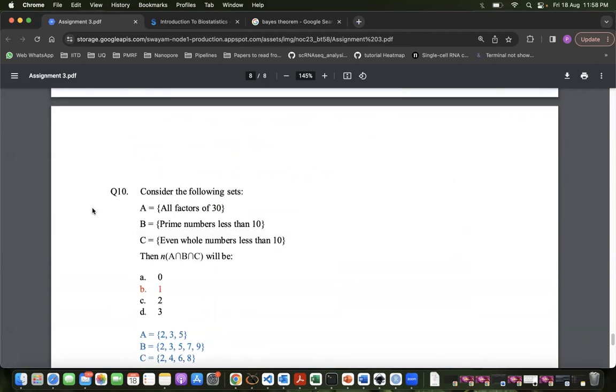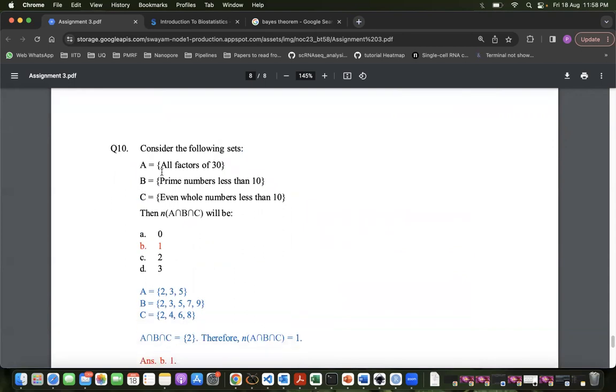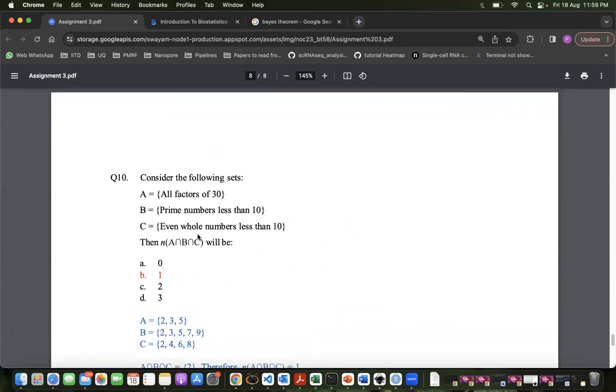Then consider the following sets. A is all the factors of 30. Prime numbers less than 10. Even whole numbers less than 10. Yeah, could you please go to the ninth question?